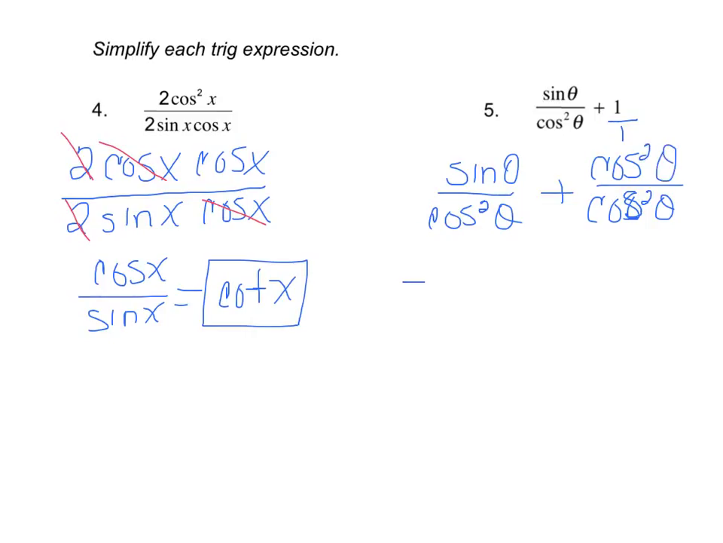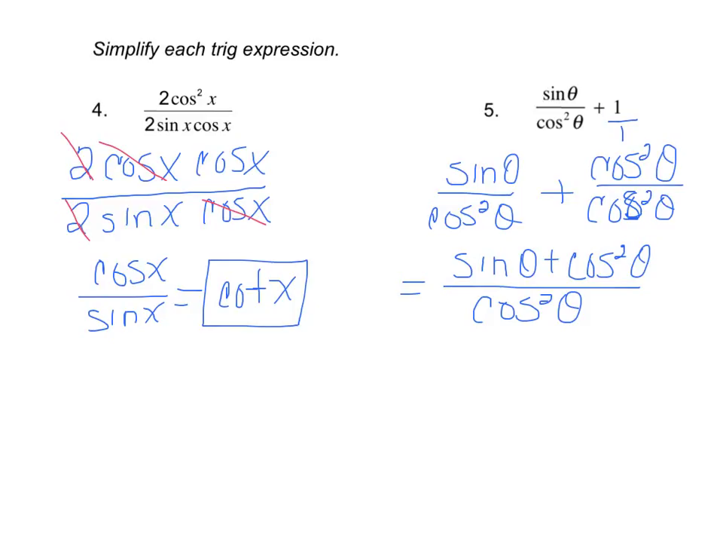When I add fractions, I bring over 1 common denominator. And I'm going to add sine of theta plus cosine squared of theta on the top. Now I'm going to ask myself, can I GCF anything on the top? Nope. I really can't do any.